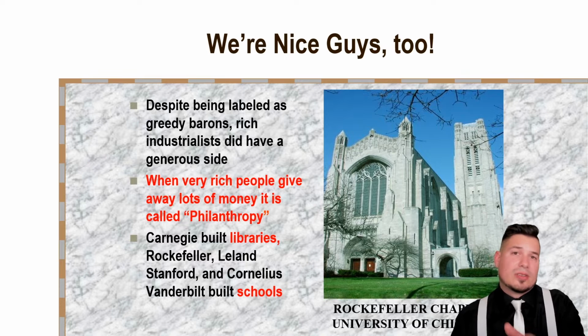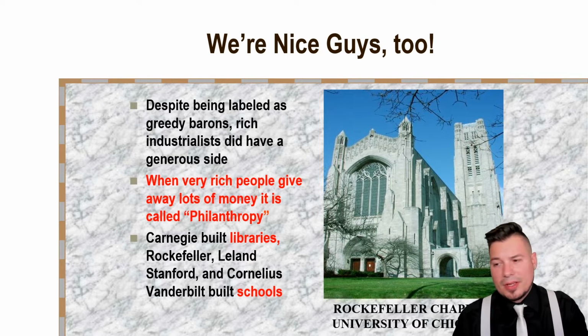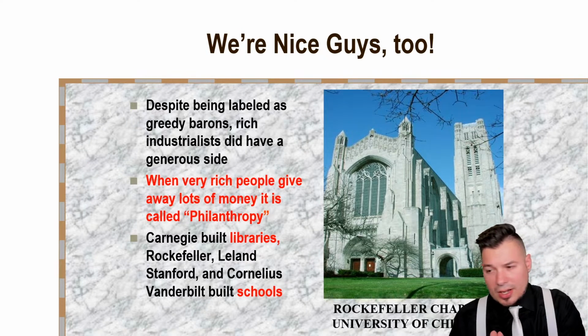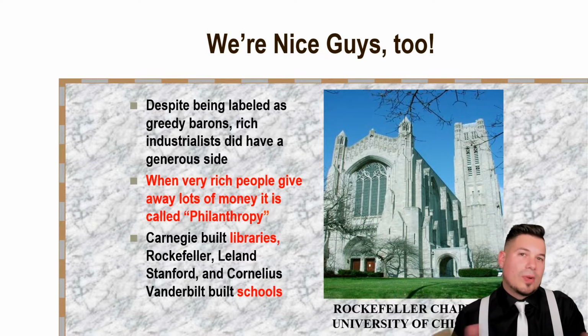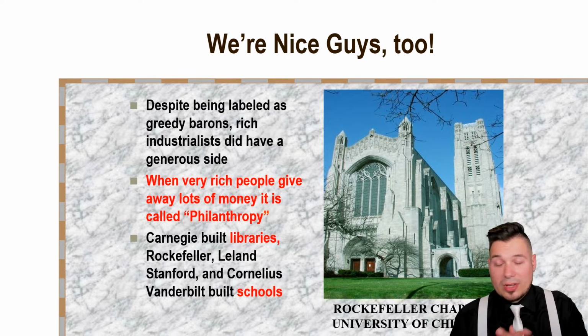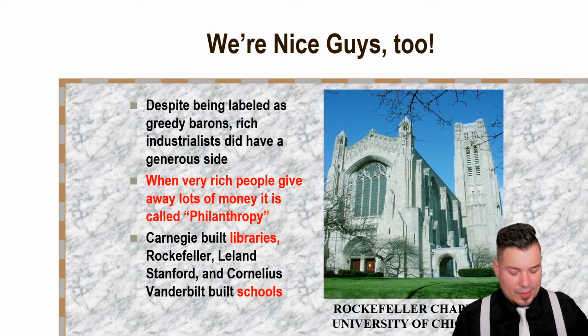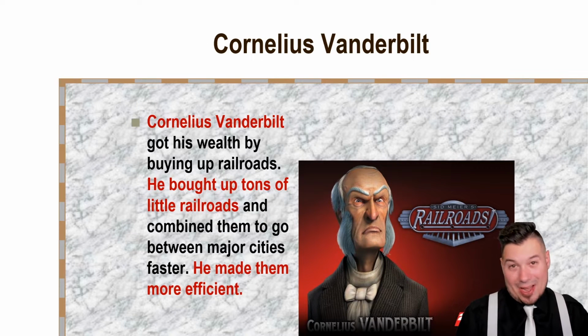And Vanderbilt's going to do the same thing, who we're going to talk about on the next slide. Carnegie built libraries. Rockefeller had Rockefeller Chapel, and Leland Stanford was one of those there. There's so many things that they donated to. Cornelius Vanderbilt's going to build schools like Vanderbilt. And of course, that's our next guy.